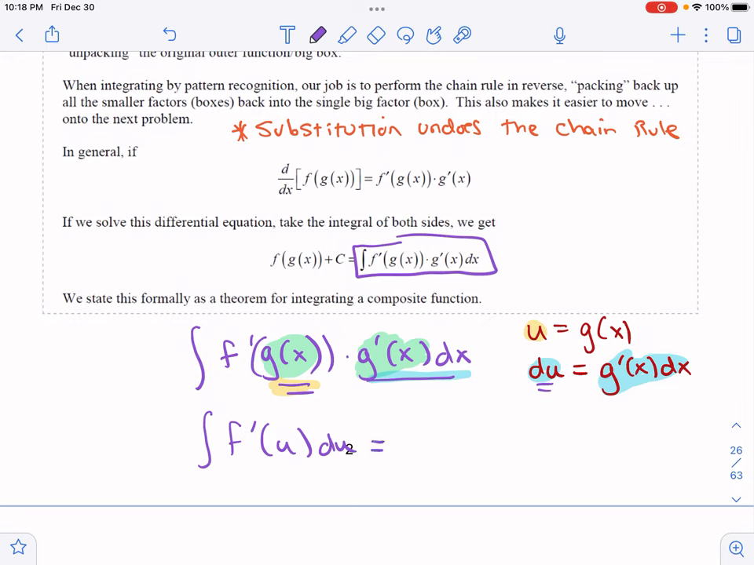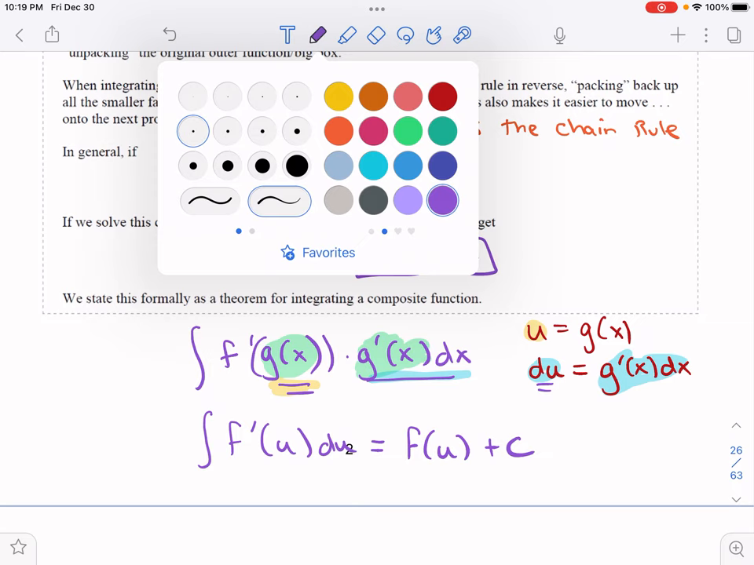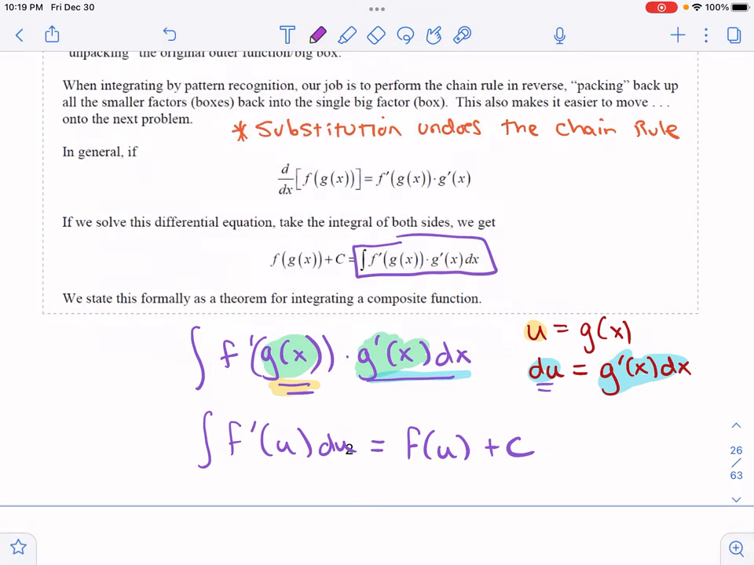And so now it's just asking me what the antiderivative of f prime of u is, but that's just f of u plus c. And then, of course, you go back and note what u was standing for. It was standing for g of x. So your final answer would be f of g of x plus c. All substitution problems tend to have that structure.